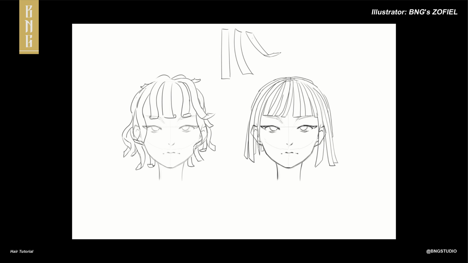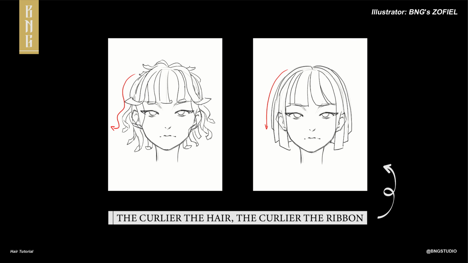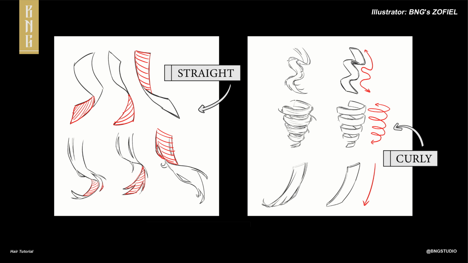This method is suitable for both straight and curly hair. Straight hair will be looser with less curl, while curly hair has a larger bending amplitude, creating more waves. The curlier the hair, the more curved the ribbon will be. You need to pay attention to keep the ribbon soft with a natural changing thickness, and finish by adding a few small hairlines separating from the main curve to create naturalness.